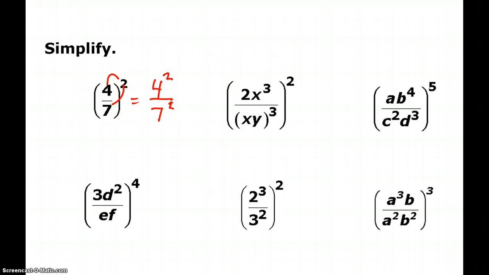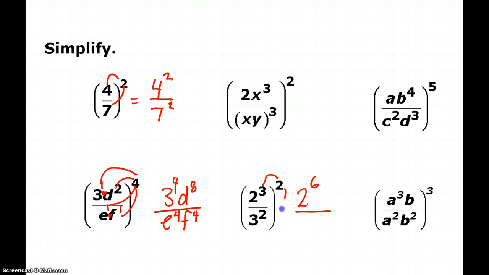My advice to you, same as yesterday, I would split these up first, and if it helps you, I'd put a little 1 right there. Split this up, put a 1, put a 1. So this has got to go to all of those. So this is 3 to the 4th, d to the 8th, e to the 4th, f to the 4th. I'm not going to do all of these because I think you can get the hang of it. This is going to be 2 to the 6th, 3 to the 4th. You do not have to expand it out. You can leave it like that.